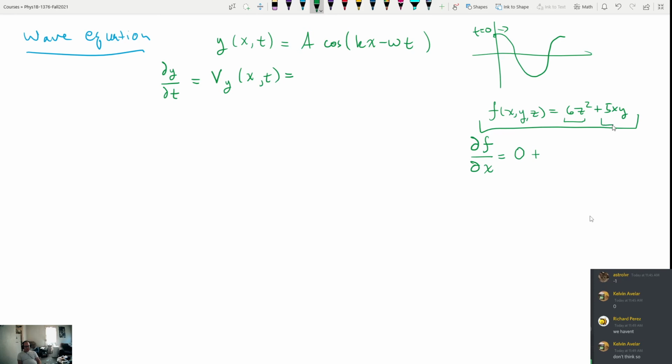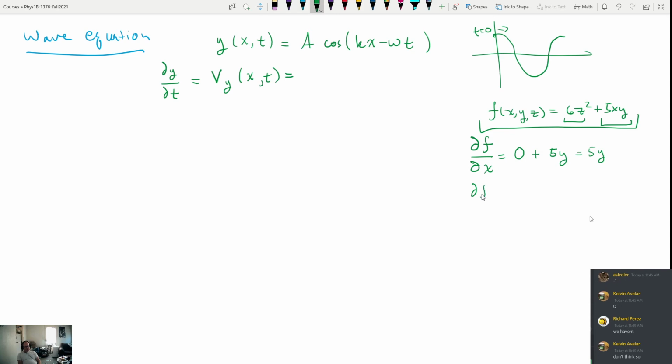If I take the derivative of this with respect to x, we treat the y as if it's a constant. We treat the 5 as if it's a constant because it is. And we take the derivative of the second term with respect to x. What's the derivative of x? It's just 1, right? X to the first power, the derivative of that is just 1. So del f del x here would be 5y. It's very easy to do, actually.